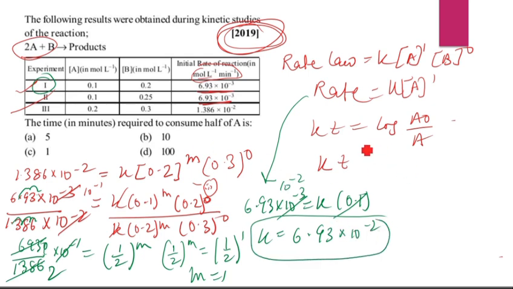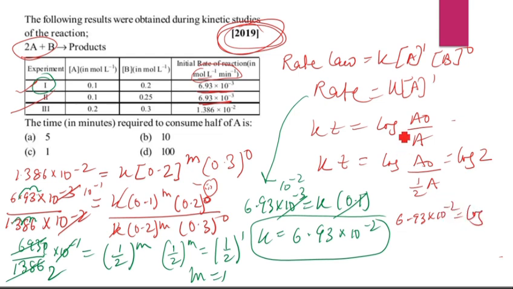Okay, now see, kt is equal to, now let's go back to the question. So kt equal to log a naught by a. A naught, let it be a naught only, and a is half of a naught, so we are getting log 2. So now k value is 6.93 into 10 to the power minus 2 equal to, we will use log base 10 here because we know the value of log base 10 of 2. So we will multiply it with 2.303, so 2.303 log 10 2, and t is there.